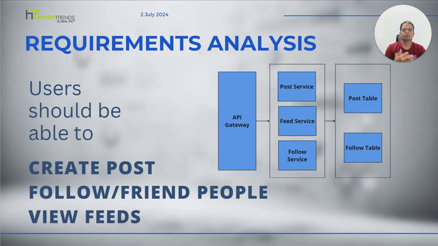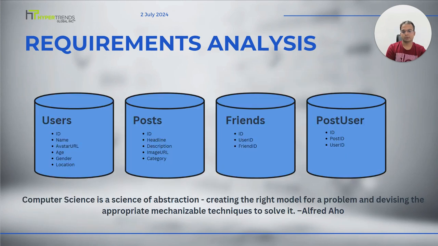What is the third? User should be able to view the feeds. Whatever post, whatever data is generated by the user, that should be retrieved by the relevant consumers, the relevant friends. So that is the third functional requirement, to view feeds. The post service, feed service, and follow service will talk to these data tables, and that will be the whole start-to-end cycle. So these are the basic three functional requirements. So what others? This is just a high-level diagram I show. Others is the database part.